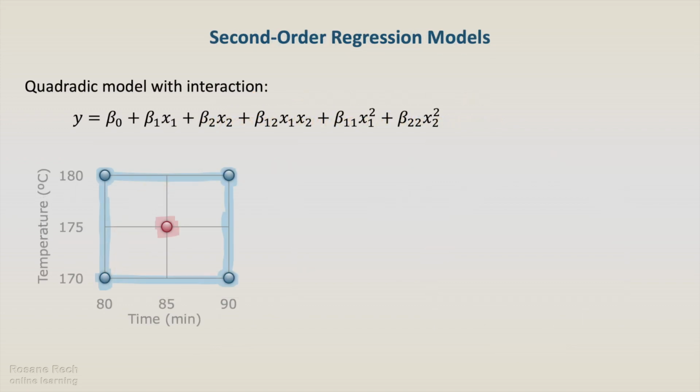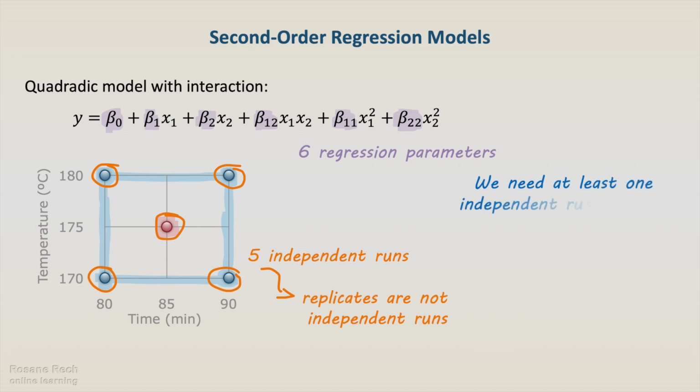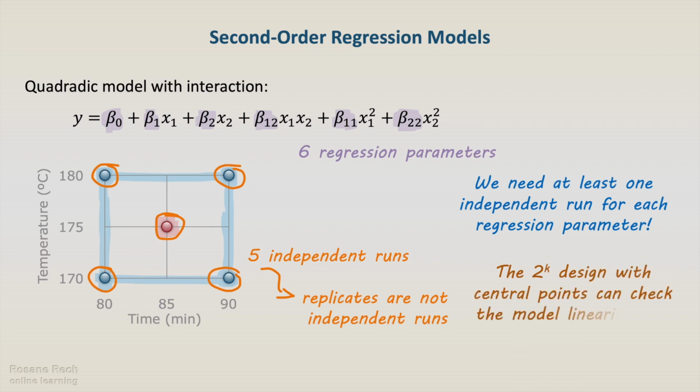The quadratic model with interaction for two factors has 6 regression parameters. However, our design has only 5 independent runs, since the replicates are not independent runs. We need at least one independent run for each regression parameter. The 2^k design with central points can check the model linearity, but cannot estimate the quadratic parameters. So in the next lessons, we are going to see an experimental design to fit second-order models.